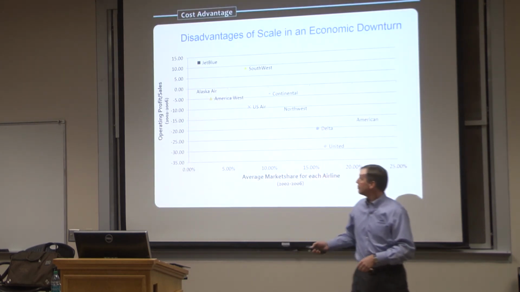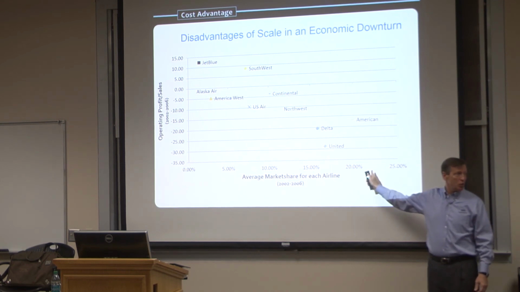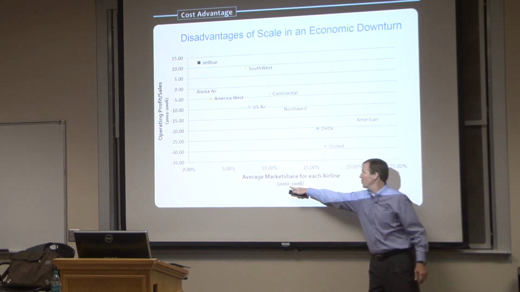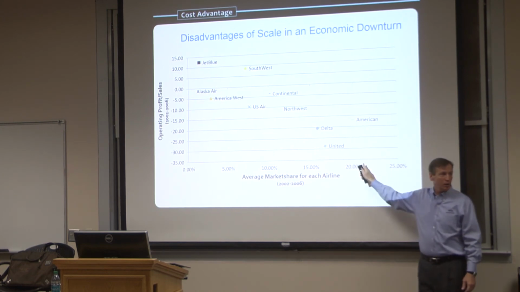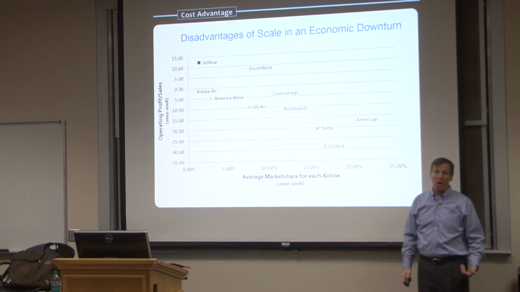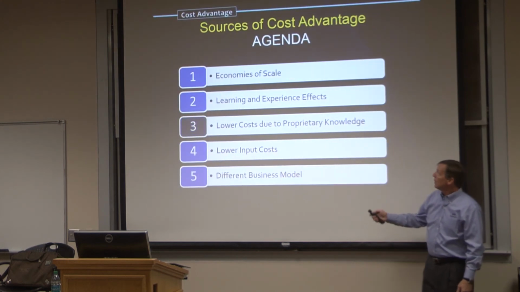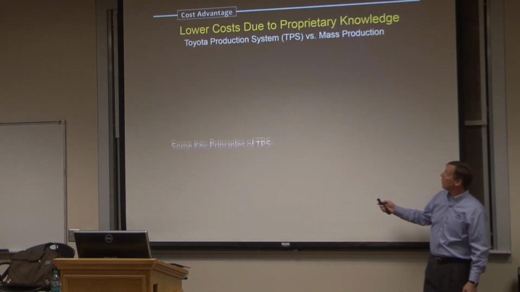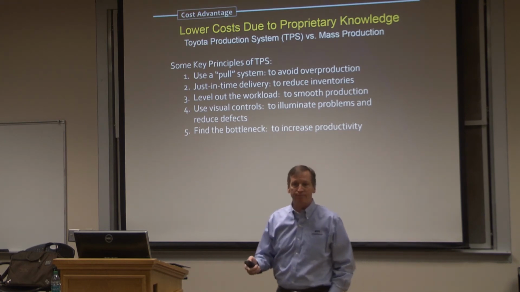All right. And we saw this in the airline industry, as you may recall from last time, that from the 2002 to the 2006 time period, if you were bigger, if you had greater market share, more airline seat miles flown, you actually were less profitable during that downturn time period. All right. So let's move on and talk a little bit about other ways you can have low cost.